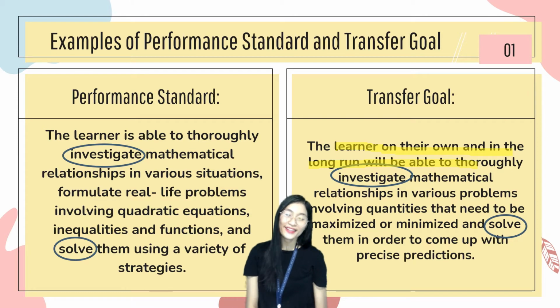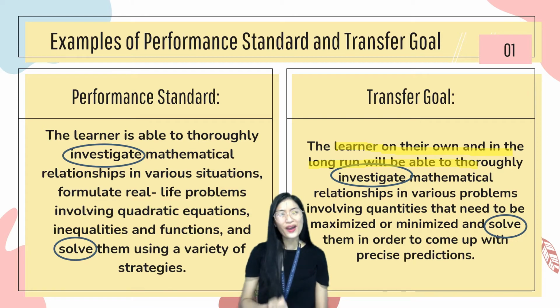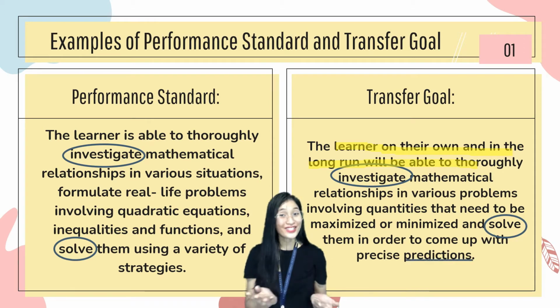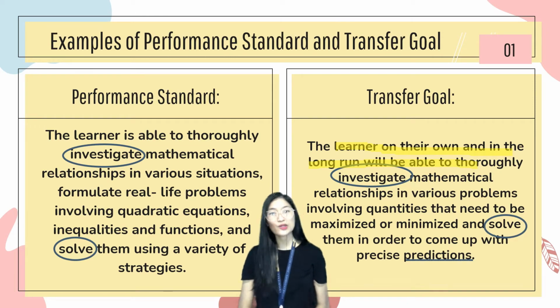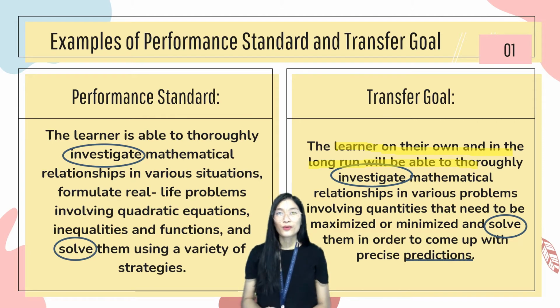Now that we have identified the verbs, can you identify the real world purpose? Yes, you're right. Prediction. So to predict is what we do in real life. So in the context of mathematics, we also make predictions when there is a pattern in the lesson. So in mathematics, if there are no patterns, we cannot make judgments and predictions. So prediction is also important in mathematics.